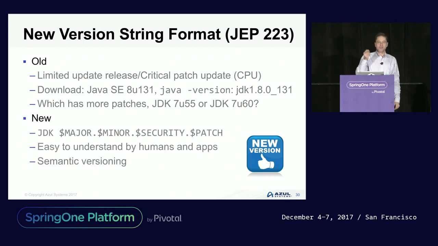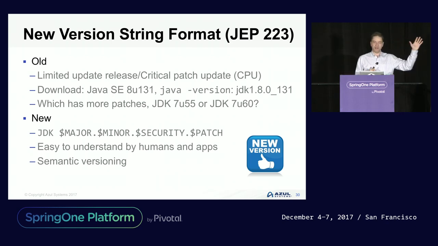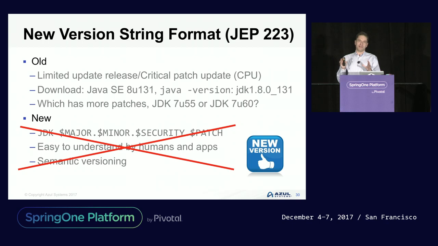So the idea was let's have a new version scheme for Java. Let's make it more logical. So we'll have 4 numbers: major, minor, security, and patch. Easy to understand by humans, easy to understand by computers, more of a semantic versioning way of doing things. So that was all very good. So that went along. JDK 9 is now JDK 9, JDK 9.1, and so on. Very nice. Except we decided that's not going to work.